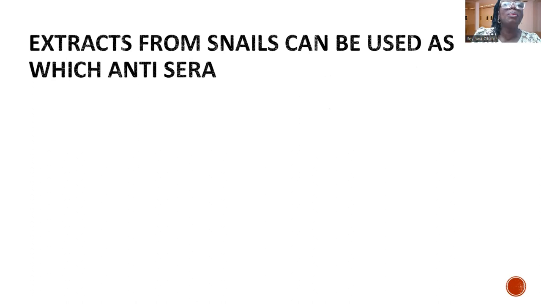Extracts from snails can be used as anti-A.